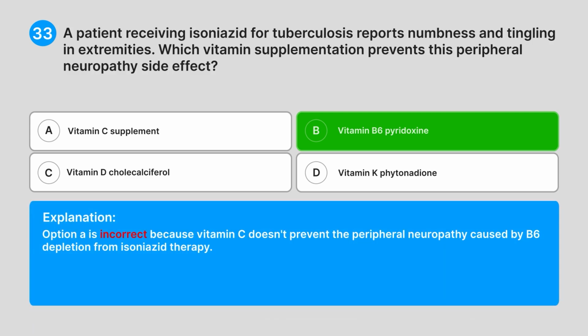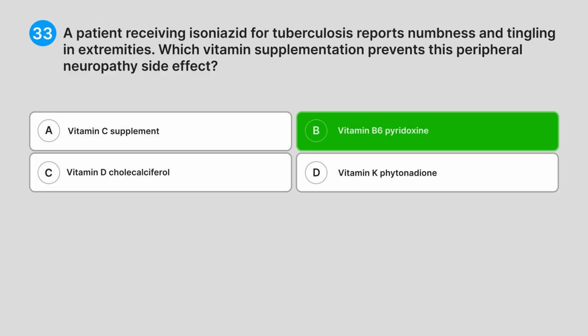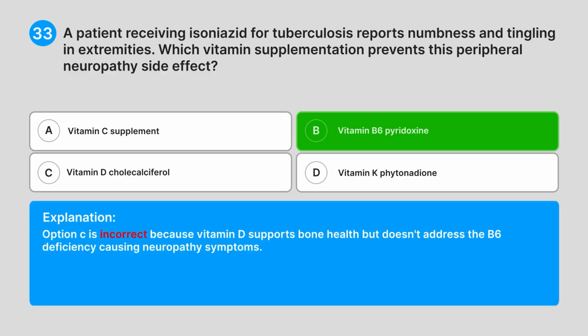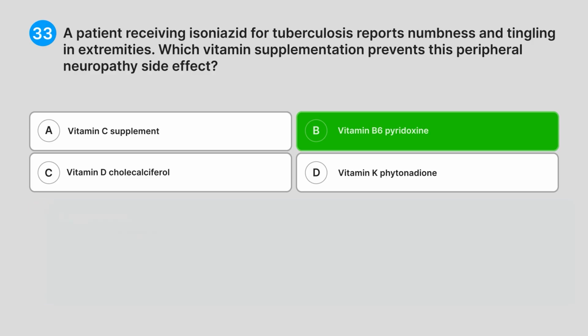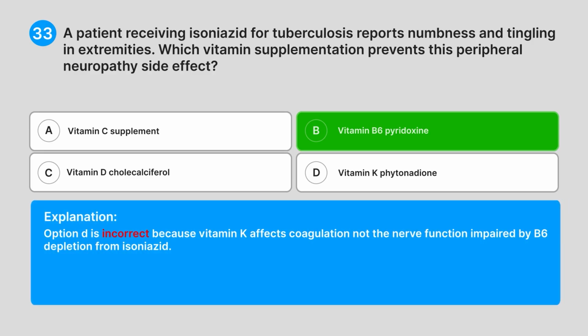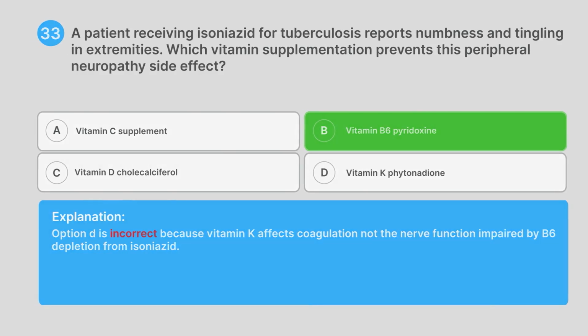Option A is incorrect because vitamin C doesn't prevent the peripheral neuropathy caused by B6 depletion from isoniazid therapy. Option C is incorrect because vitamin D supports bone health but doesn't address the B6 deficiency causing neuropathy symptoms. Option D is incorrect because vitamin K affects coagulation, not the nerve function impaired by B6 depletion from isoniazid. Peripheral neuropathy from isoniazid is completely preventable with vitamin B6 supplementation.